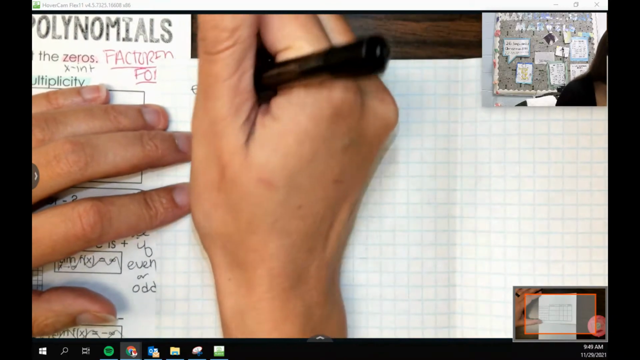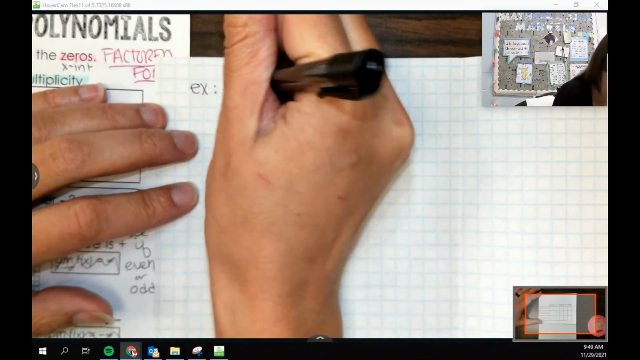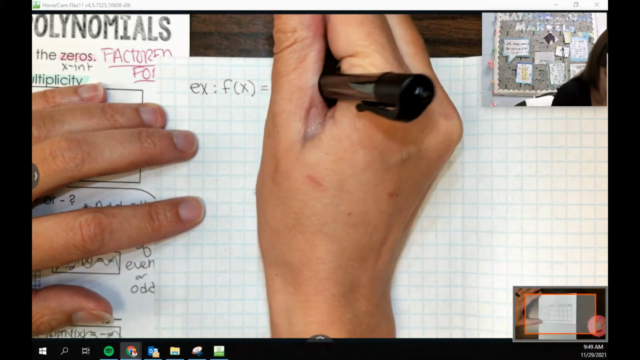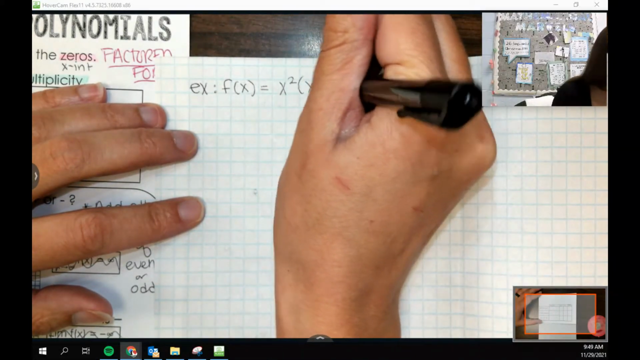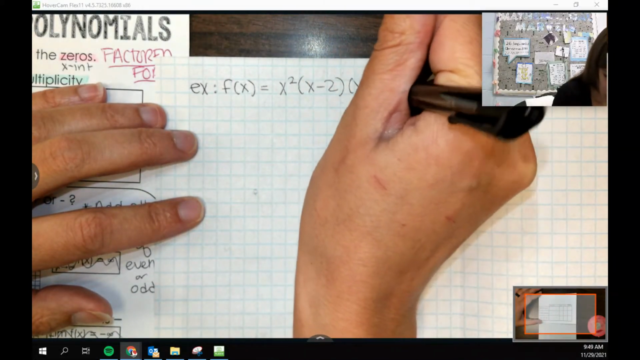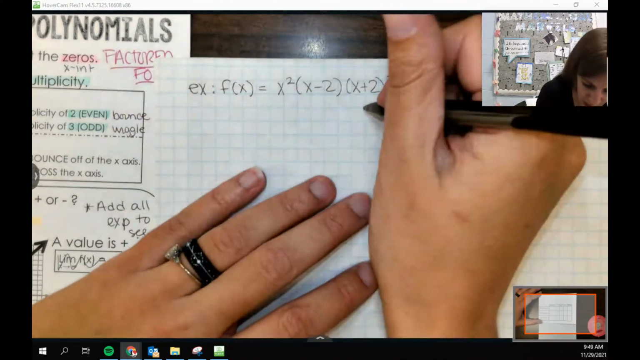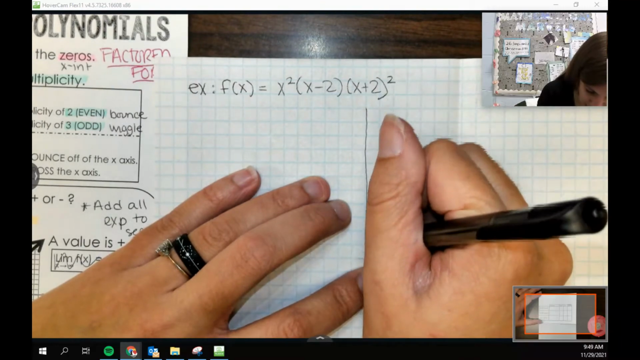Let's try another. Let's say, for example, we have f of x equals x squared, parenthesis x minus 2, x plus 2 squared. Okay, let's get our x and y axis going.